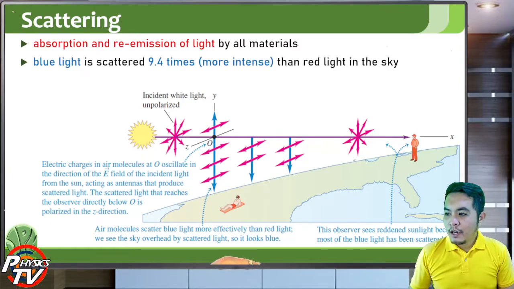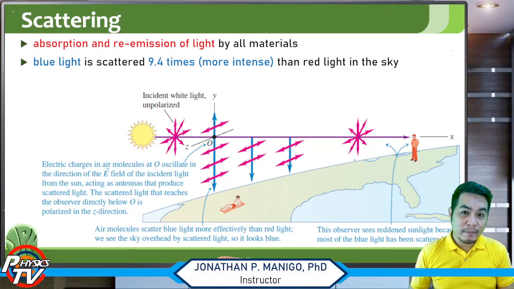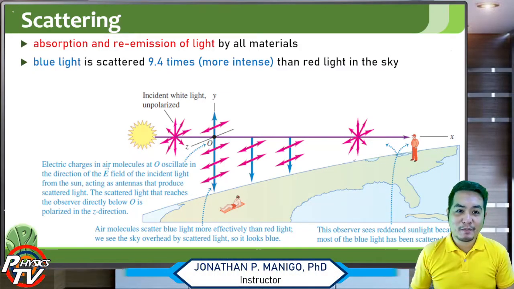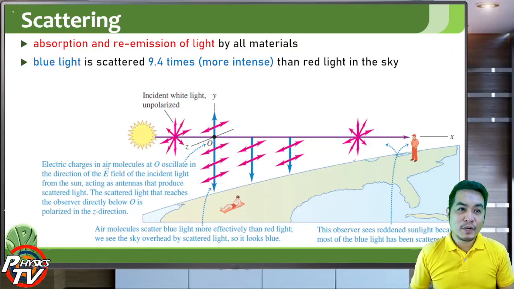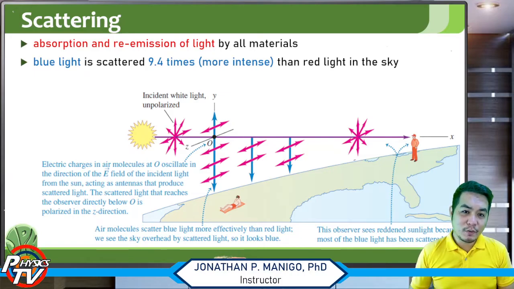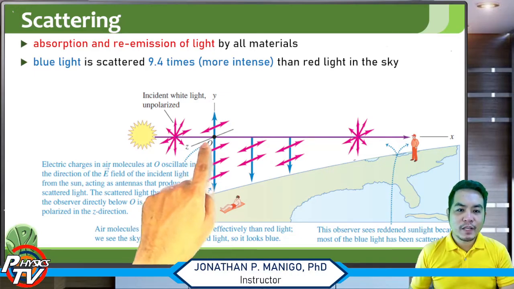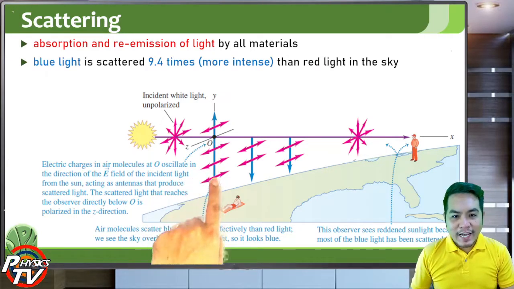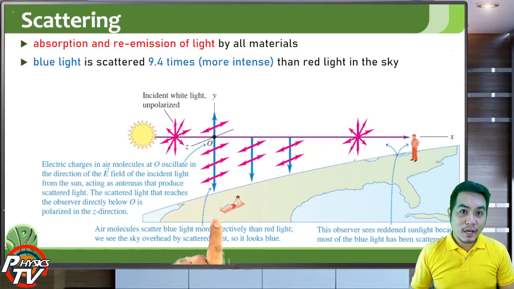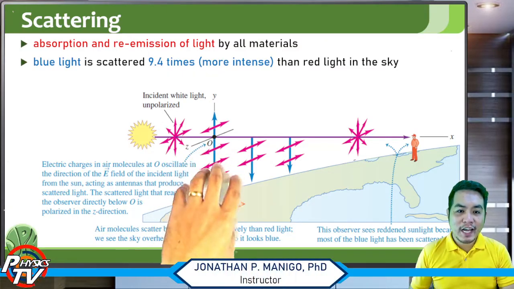So blue light is actually scattered 9.4 times more than red light in the sky. That's the reason why the sky is blue. So blue is more intense than red light, especially during noontime. So during noontime, blue is actually scattered to us, and that's the reason why the sky is blue.